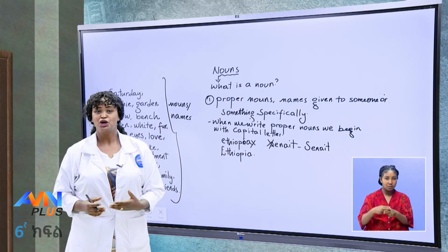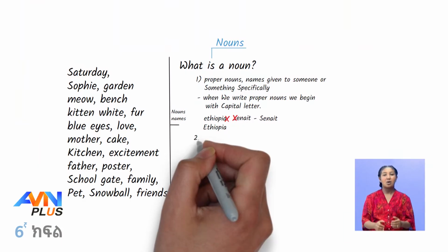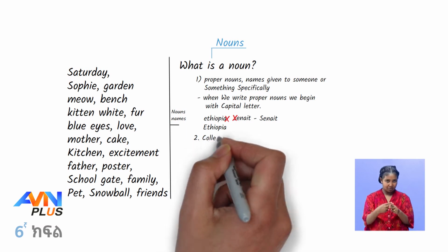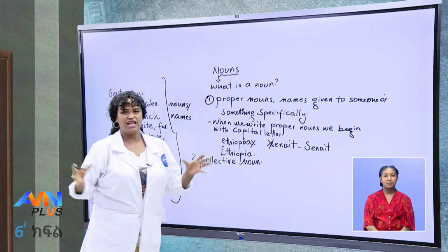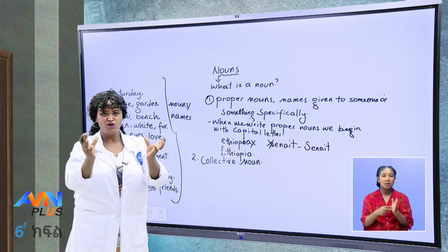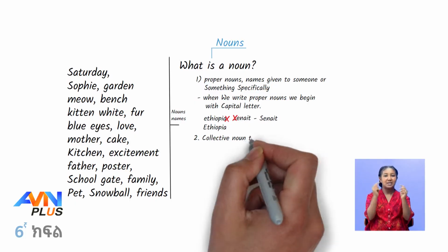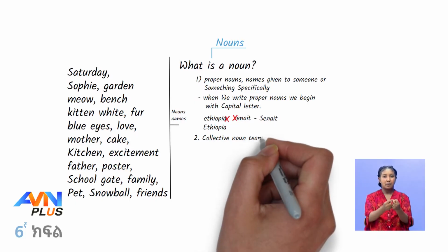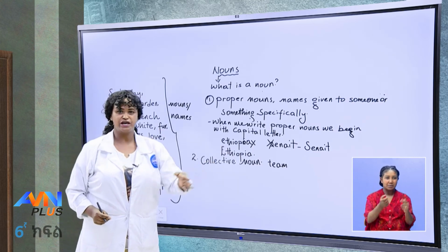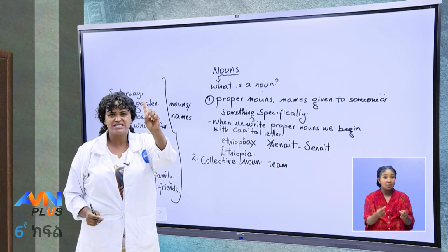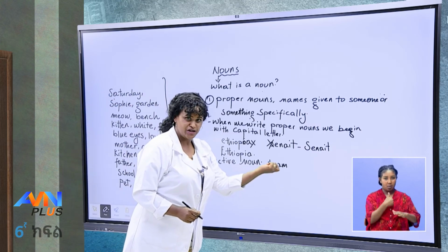The first one is proper noun. The other one is collective noun. Collective noun means one noun but different members in it. Yeah? For example, team. You say, this team is a winner. But when you say team, are you talking about someone? No, we are talking about the members that are collected under the word team.